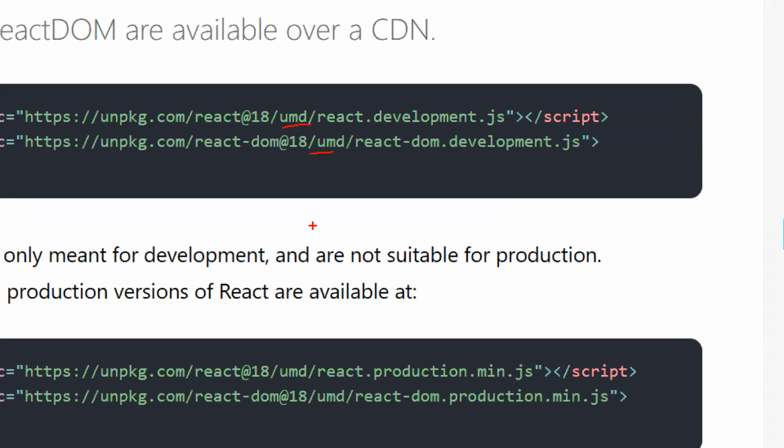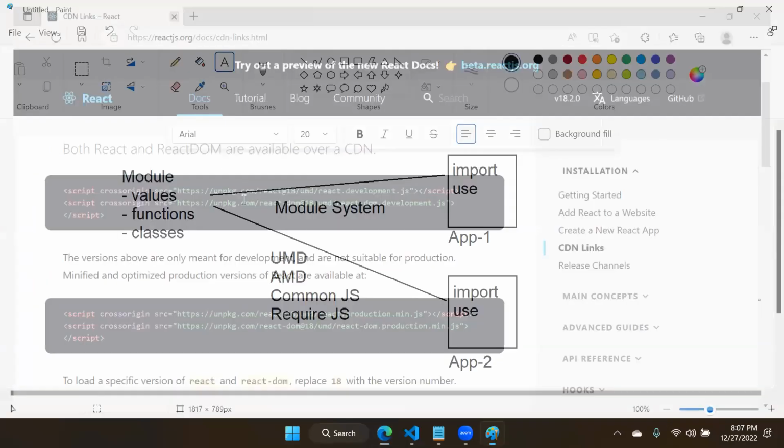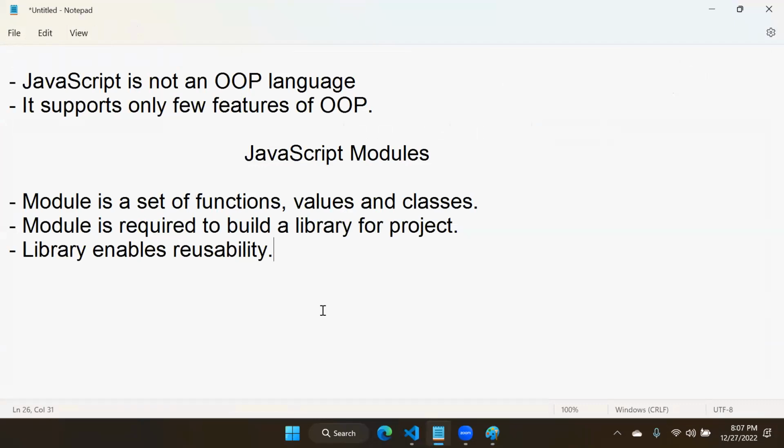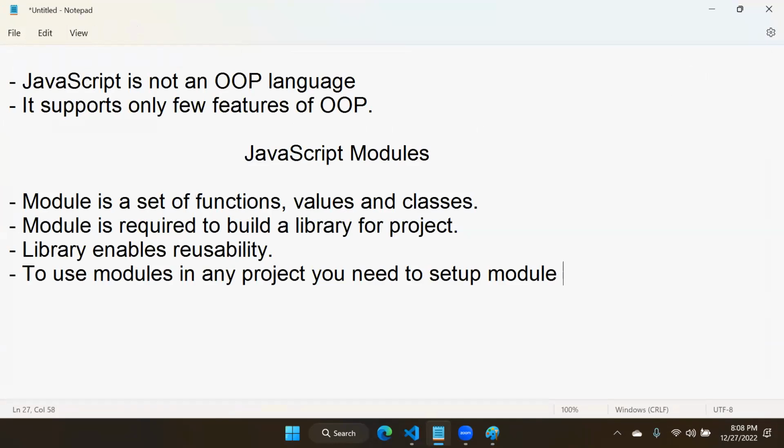That means what is the meaning of this UMD now? I hope you understood. What is UMD? Universal module distribution. AMD is asynchronous module distribution. Actually, this is a module system. In that module system, they provided a library. We have to import and use it. When you are working with JavaScript module systems, you should know the module system. Actually, to use modules in any project, you need to set up a module system.